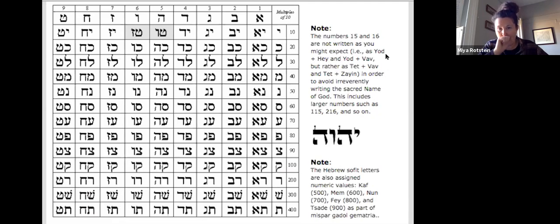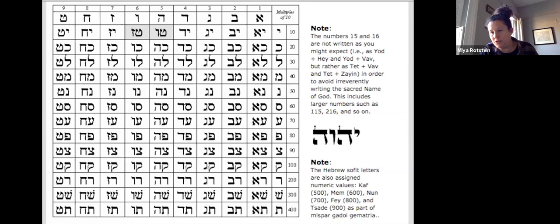as Yud He or Yud Vav, obviously, because if we write Yud He and Yud Vav or Yud Yud, we are creating the name of God. So what they've done instead was replace the 10 plus 5 and 10 plus 6 with 9 plus... with Tet Zayin and Tet Vav. So the addition is going to be the same. It's still going to create the number 15, but instead of saying 10 and 5, it's doing 9 and 6 and 9 and 7. Does that make sense?